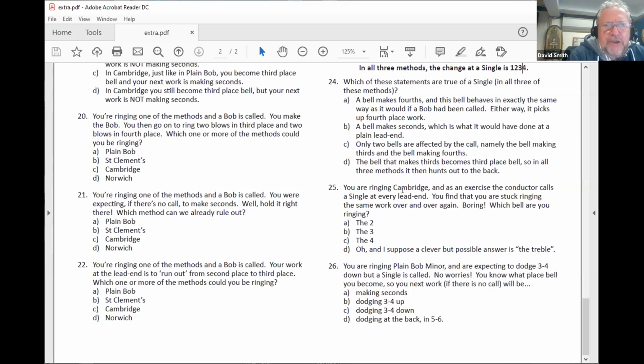So as an exercise here, it's actually quite handy in Cambridge, and similar things happen in many other methods, that you're ringing Cambridge, and if you're on a particular bell, is it the 2, the 3, or the 4, the conductor calls a single, and you ring the same work all over again. It may be boring, but it's a very useful exercise. So when you're starting to learn, you can just ring the one place bell's work that you have learnt. So is it the 2, the 3, or the 4 that keeps repeating work at a single?